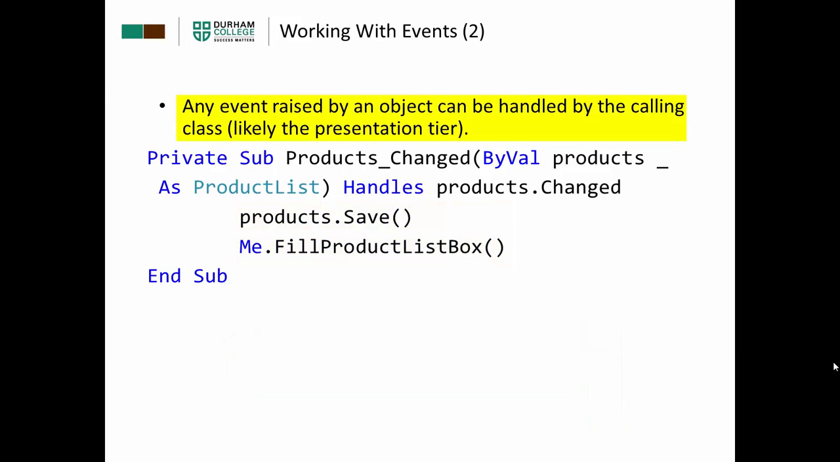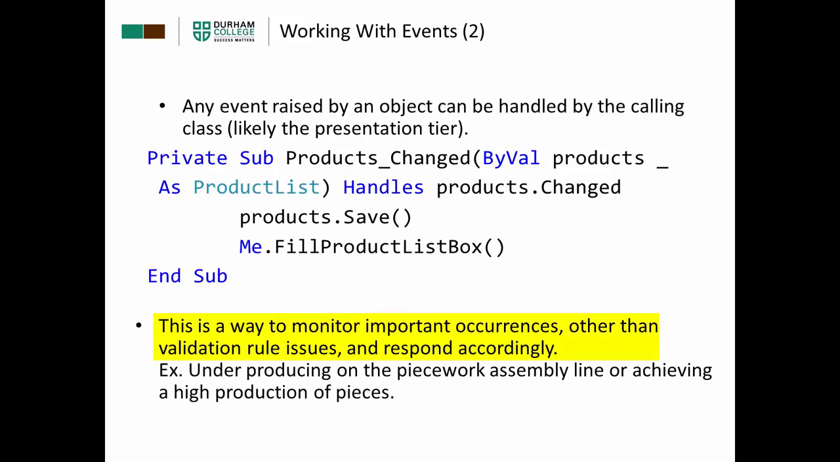Any event raised by an object can be handled by the calling class. It's also possible to have an event that you don't have a handler for. Just like you could for a button include the click behavior or the mouse over behavior, or you could choose not to. So you can choose not to code an event handler, but generally that doesn't make sense. When you're defining your own business classes, presumably you would be defining those events with some kind of purpose. This is a really useful way to monitor important occurrences that aren't validation rule issues and respond accordingly.